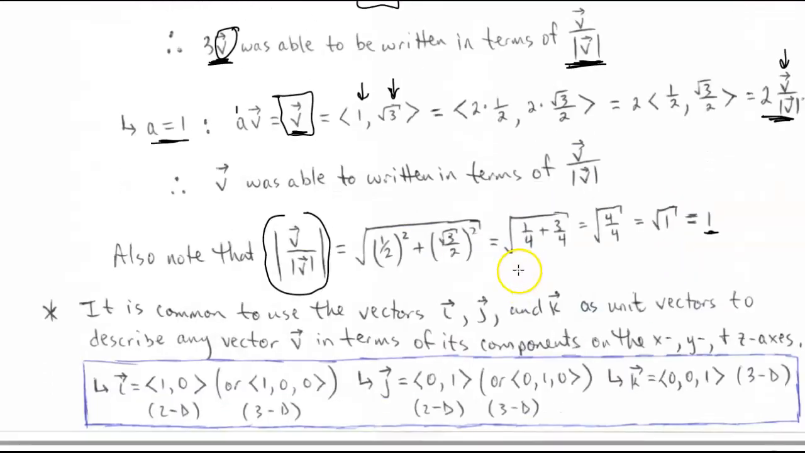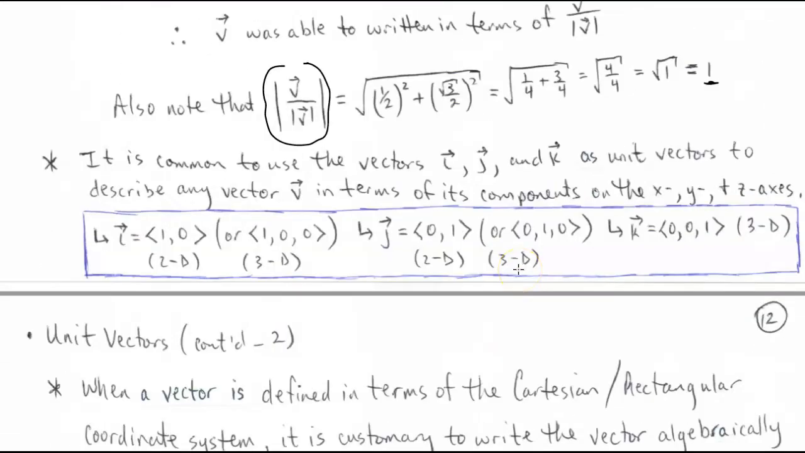Now, we know it's common to use what's called the I vector, J vector, and K directional vector as unit vectors to describe a particular vector in terms of its components according to the X, Y, and Z axes, or, more formally, the X, Y, and Z directions. We define our I vector in component form in 2D space as just 1, 0. In 3D space, it'll be 1, 0, 0.